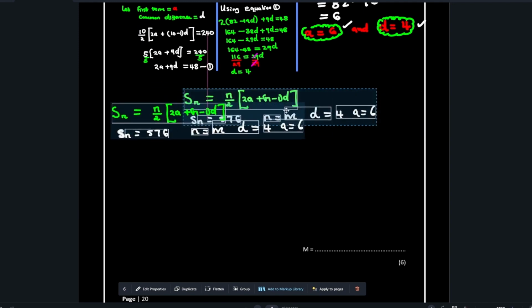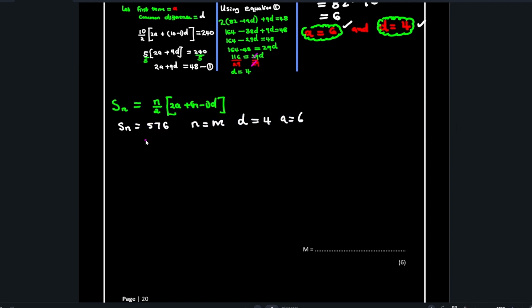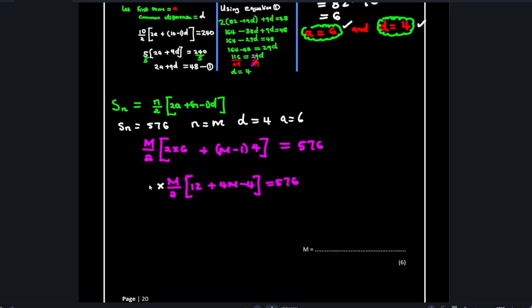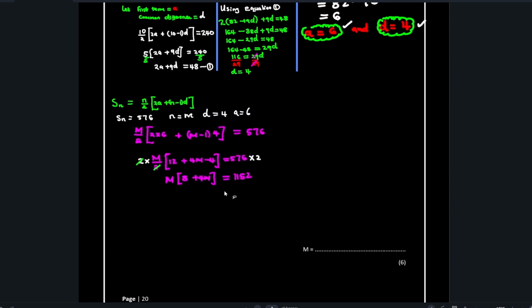We can now substitute into the equation so that we get m over 2 times a, which we got as 6, plus m minus 1 times d, where d is 4, equals 576. We can simplify this further. We multiply by 2 on both sides to get rid of the 2, simplify what's inside the bracket, and then multiply all through by m, and our answer becomes 4m squared plus 8m equals 1152. Divide by 4 on both sides, and we get m squared plus 2m equals 288.